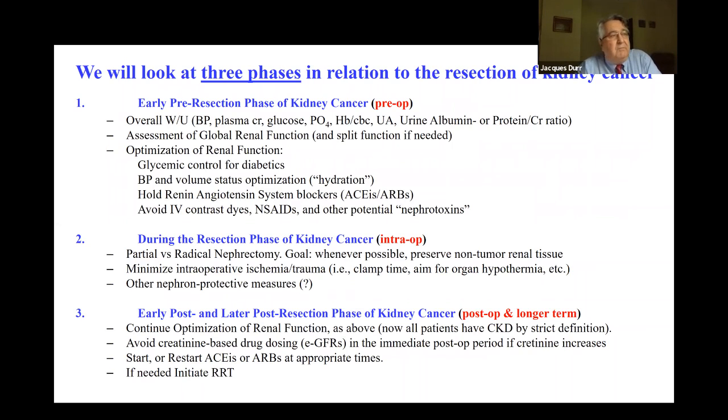I don't want to make you worried about this complex slide. Just notice that we are going to look at 3 phases. One is the early pre-resection phase, what we do to condition the patient for the surgery. One is the intraoperative phase, where very many determining factors can happen that affect the outcome. Will the patient acquire renal failure or not, or progress? And then the post-op phase and later post-op phase, the long-term management of those patients who had the renal tissue removed.